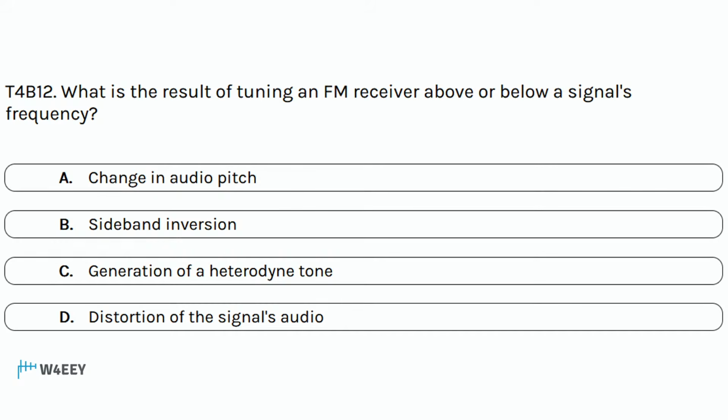Bravo. It's not Bravo because an FM transmission has sidebands, but Delta. It's even, so yeah, distortion, it's going to sound horrible. If you ever tried to listen to an FM broadcast station in your car and you're slightly off frequency, it doesn't sound good. Distortion of the signal's audio.